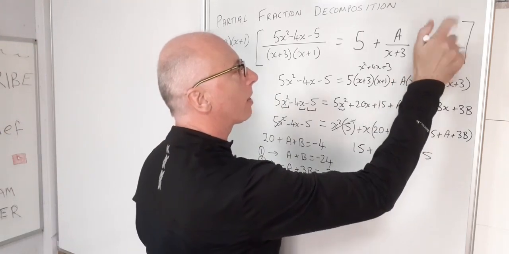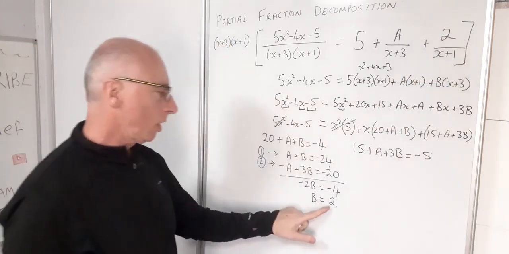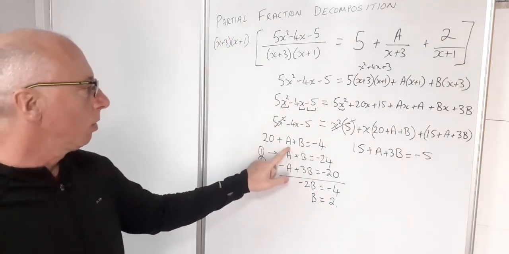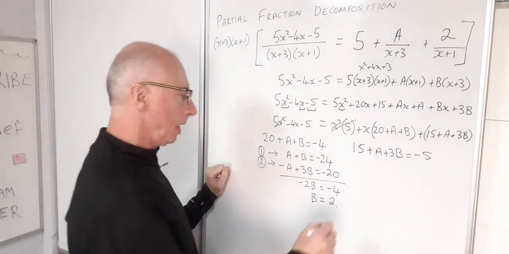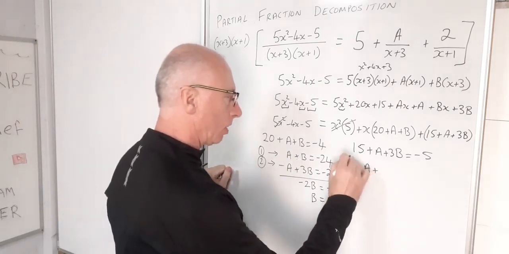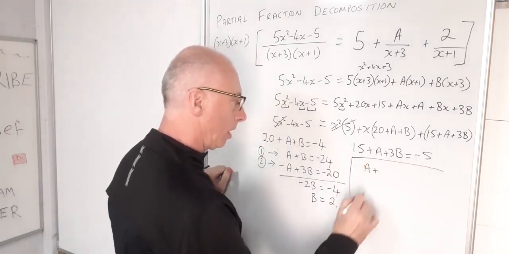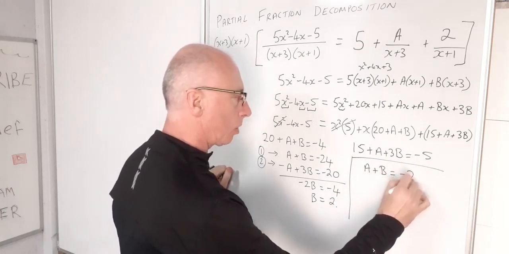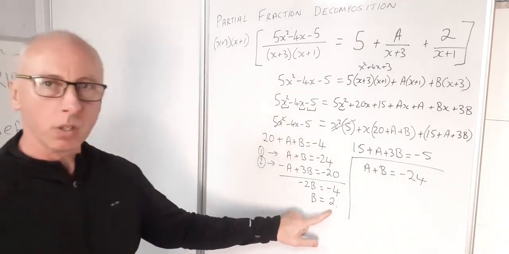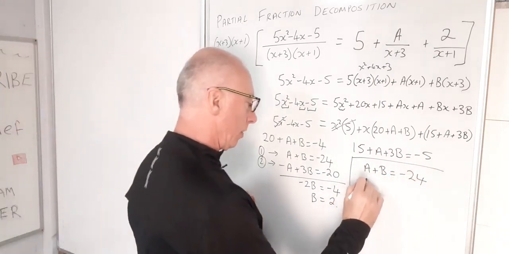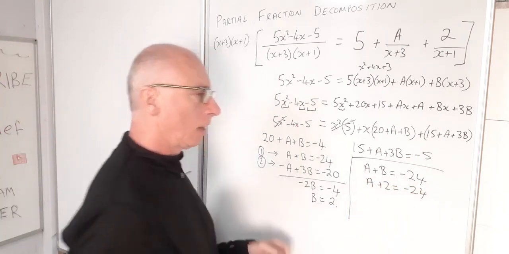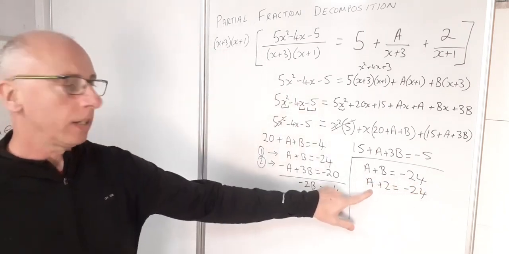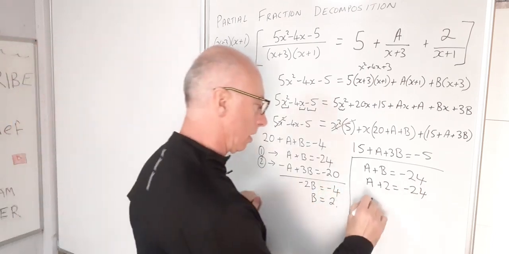So I can put that into there. And now I can substitute B equals 2 into one of these. So let's put it into here. A plus B equals minus 24. B is 2. So now I've got A plus 2 equals minus 24. So therefore my A equals minus 26.